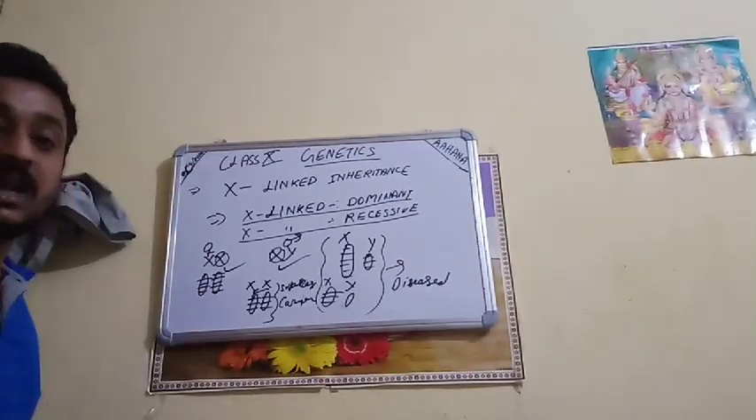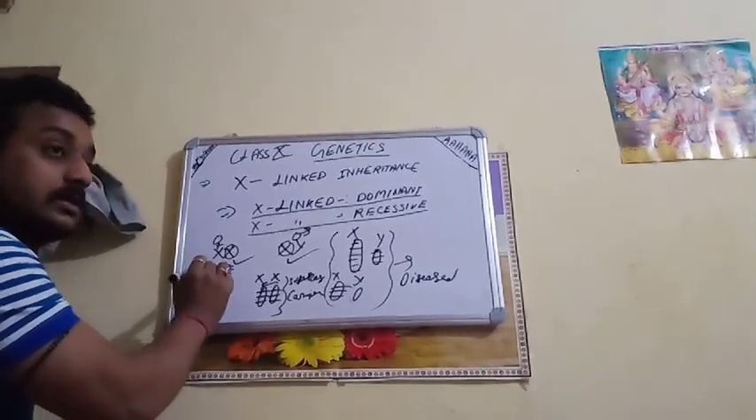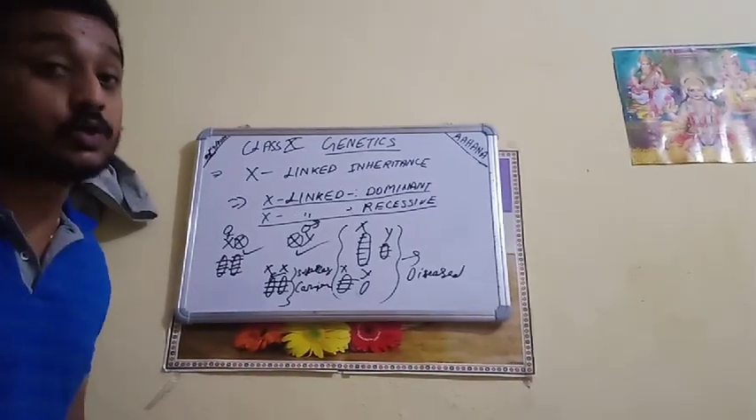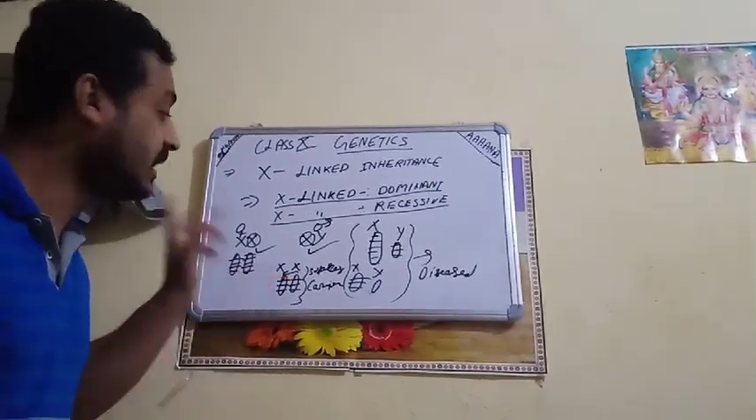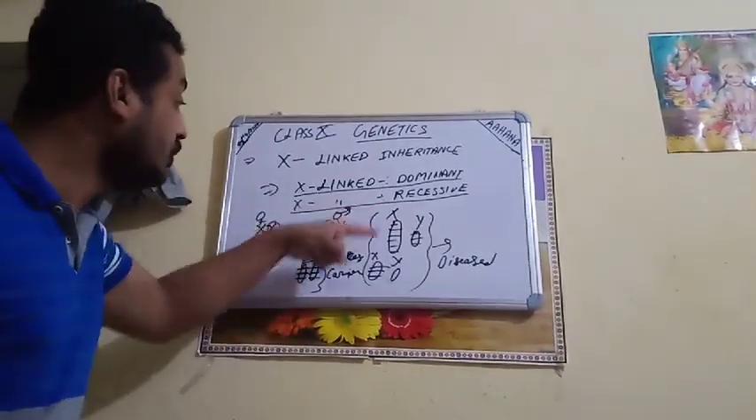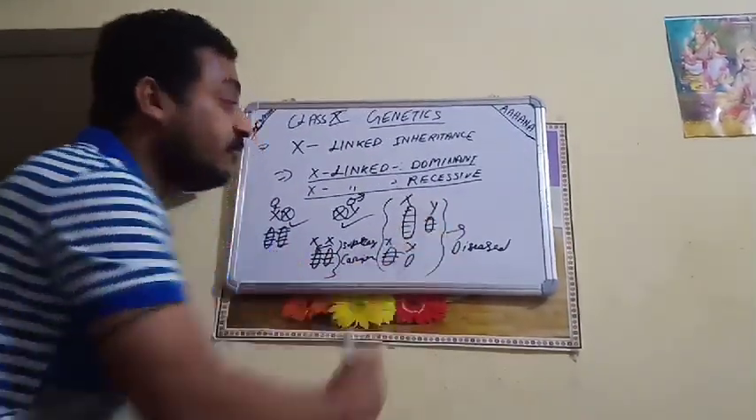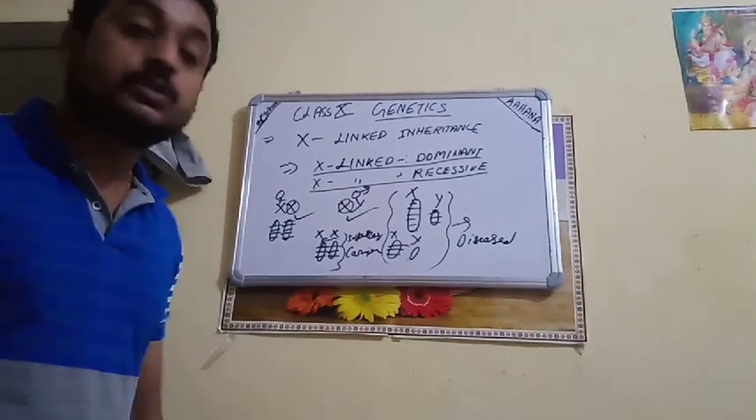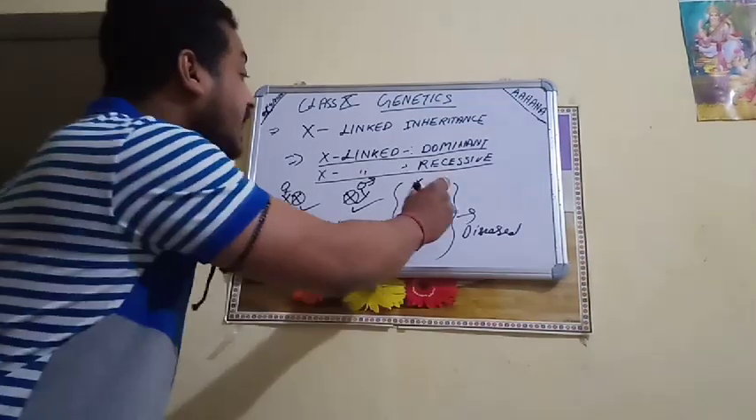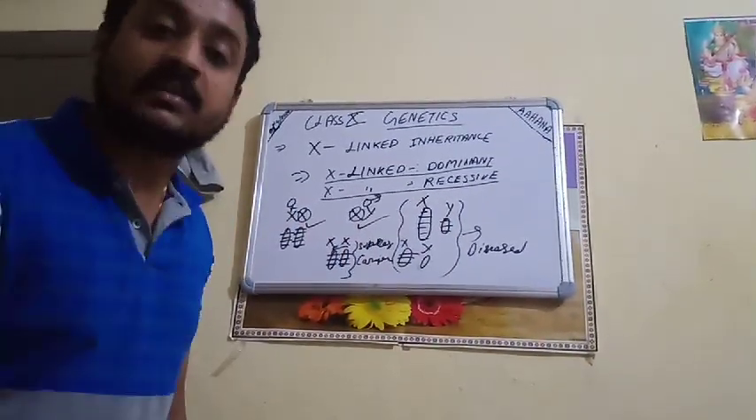But in dominant, it is not like that. If the gene present in the X is altered, then the other X chromosome cannot suppress it, because the alteration is dominant. Here the alteration is recessive, so X can suppress it. Here the alteration is dominant, X cannot suppress it. But in both cases, the human male will get the disease because Y itself is very small. In dominant as well as in recessive, the male will get the disease, because Y cannot tackle the chromosomal disorder going on in X.